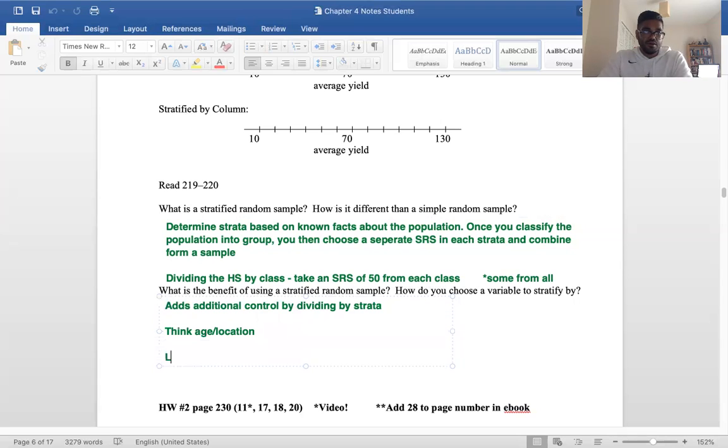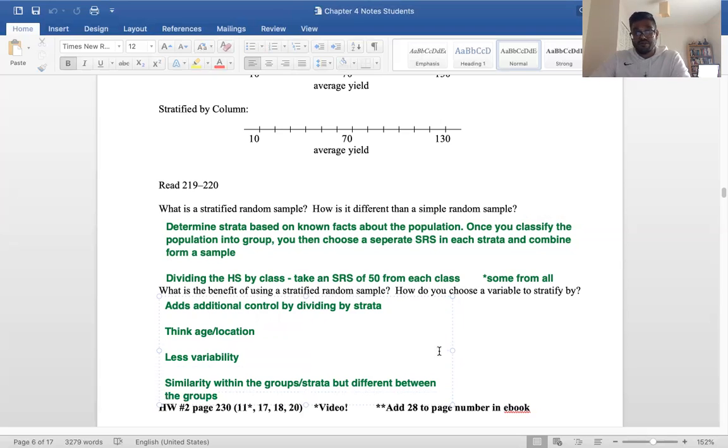This leads to less variability. And what you have is you have similarity within the groups or strata, but different between the groups. Right. So for example, if you're looking at freshman, sophomore, junior, senior, right? Seniors are going to be similar within themselves, right? But then compare that to freshmen, they're going to be different. Okay, so that's the idea behind stratified random sampling.